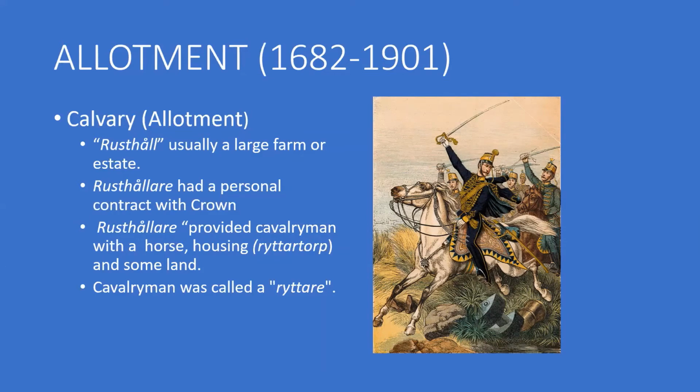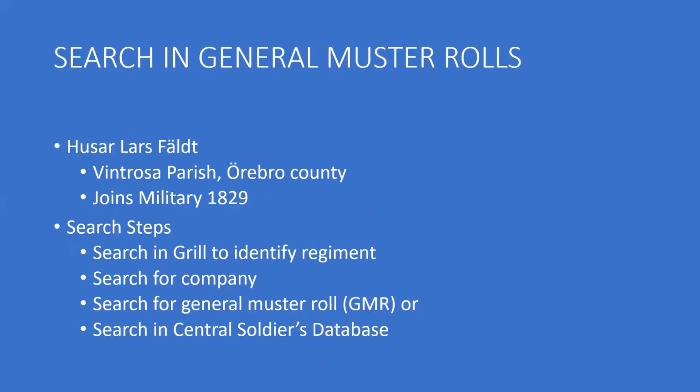And the cavalry was called a ryttare. And sometimes the horse was more important than the person. So you're going to see information about the horse in these records. The example we're going to use is for Hussar, or cavalryman, Larsfeldt, from the parish of Ventrosa in Örebro County. And he joined the military in 1829.